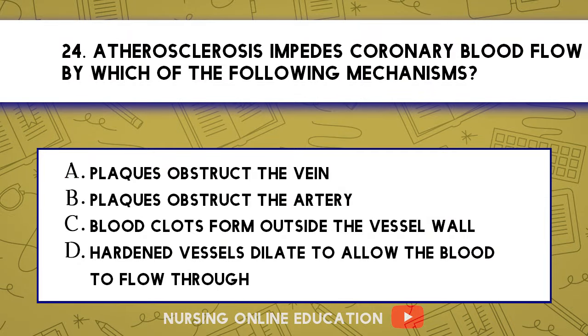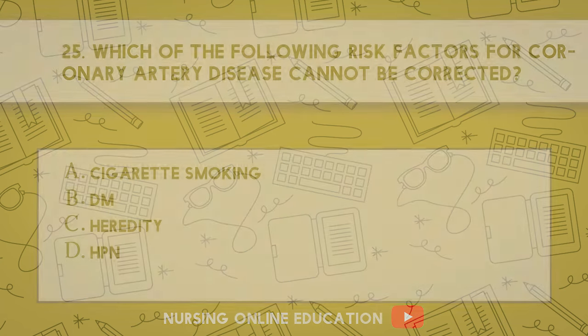24. Atherosclerosis impedes coronary blood flow by which of the following mechanisms? A. Plaques obstruct the vein. B. Plaques obstruct the artery. C. Blood clots form outside the vessel wall. D. Hardened vessels dilate to allow the blood to flow through. The answer is plaques obstruct the artery.